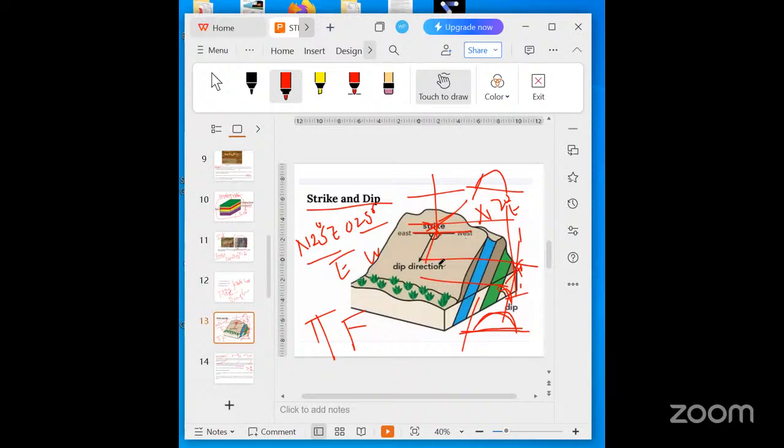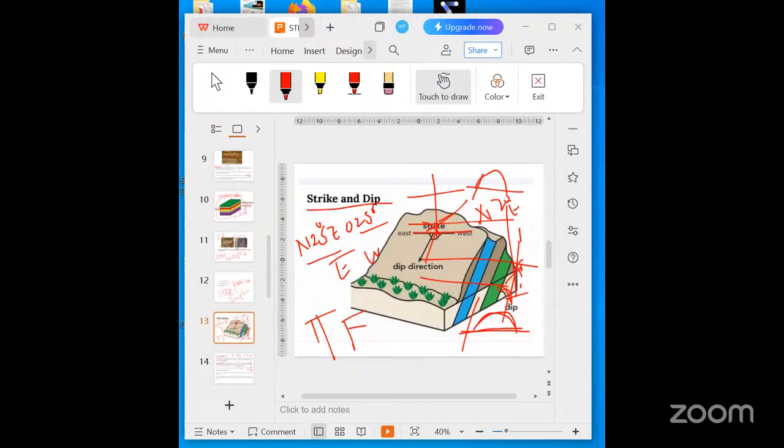So now what is the importance of the strike and dip? First one is the determination of the younger bed or formation. In these geological formations, the older rocks are deposited at the base, which is superimposed by the younger rocks, right? Hence, in a tilted rock sequence, when we move in the direction of dip, relatively beds of younger age will be encountered, and vice versa.